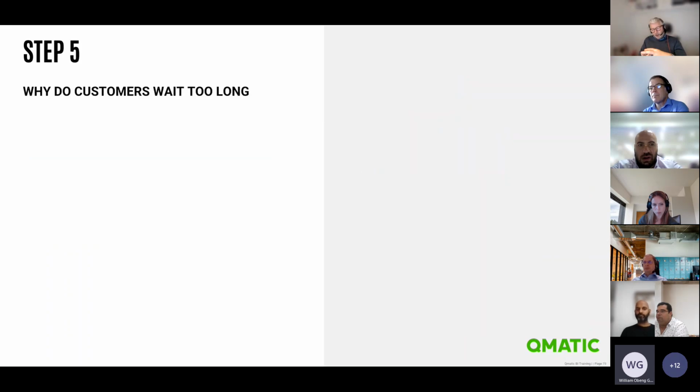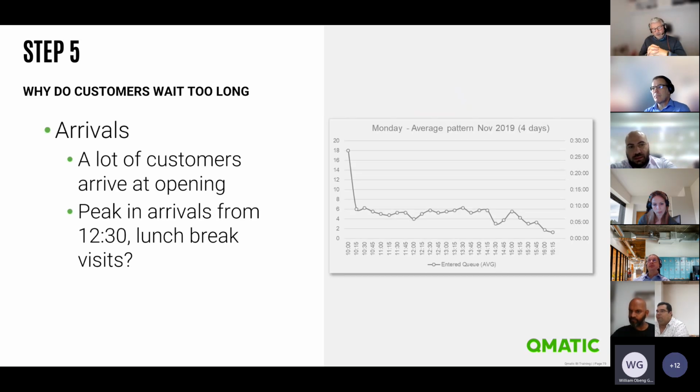So the next question then is, why do customers wait too long on Mondays for, what was it, branch C in November, et cetera, et cetera. The real why question takes you into what the bottleneck was on those days. The first thing I looked at is the arrival pattern. So this is the Mondays in November average arrival pattern.